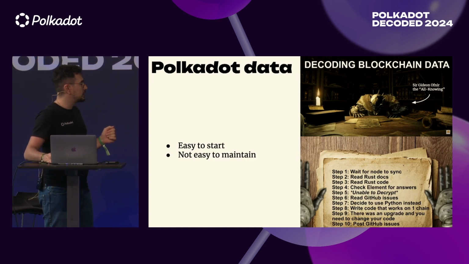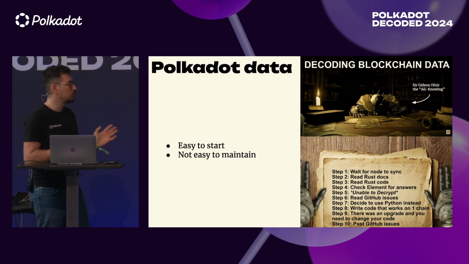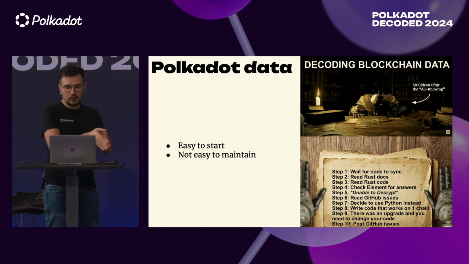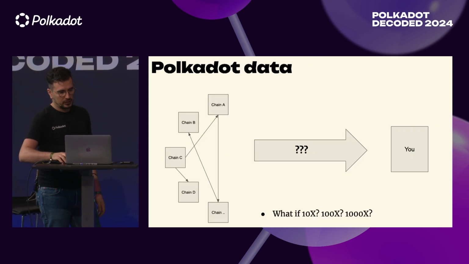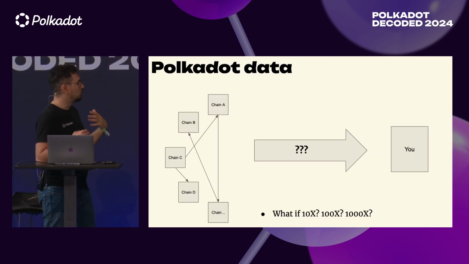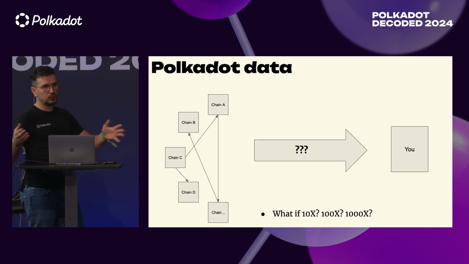Another point to mention, it's not easy to maintain. Very often, teams in the ecosystem reach out to us and ask, how can we solve this once and for all? How can we make sure that if I write the code today, it will still work tomorrow, especially for decoding the blocks? This gets even more complicated if we grow the number of chains and the number of interactions between the chains.